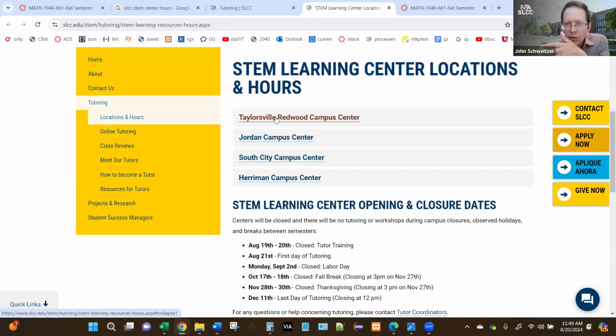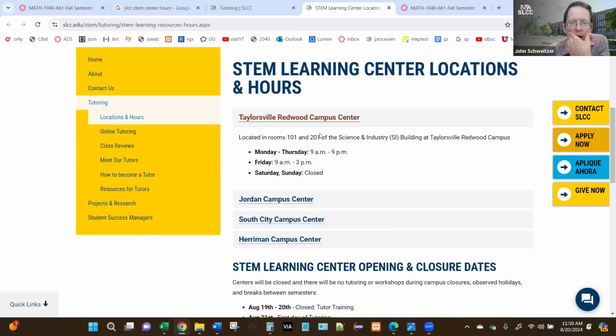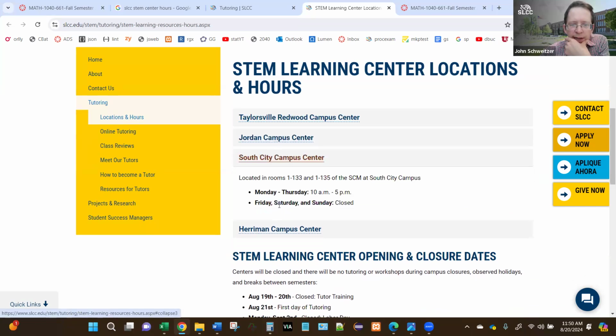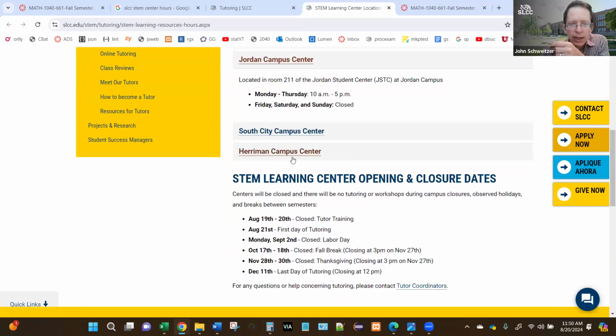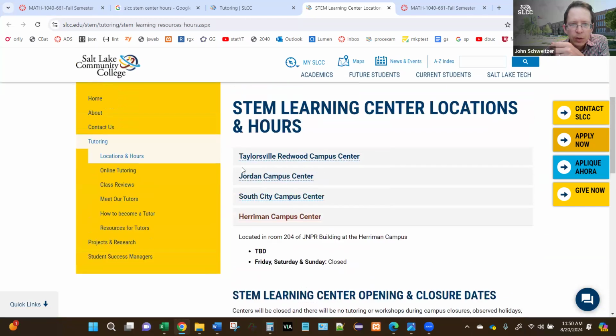Now, some of the centers are larger than others, and the larger centers probably have more generous hours. For example, the Taylorsville campus is 9 to 9, Monday through Thursday, and then Friday a little bit shorter. The South City campus is 10 to 5, and they're not open on Fridays. Still very good hours at the South City and Jordan campuses, just not quite as much. So I would come to my office hours, and then if you need more help, definitely go and see one of the tutors at one of these STEM centers. Good. Any other questions?